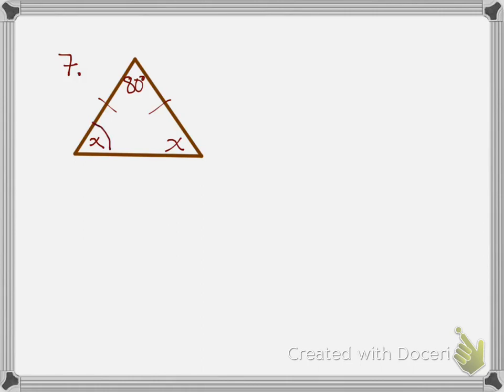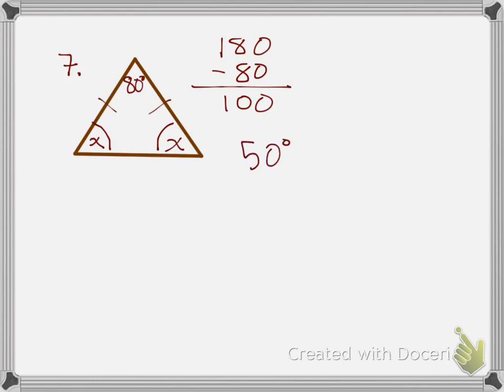Well, remember in an isosceles triangle, the two base angles are the same. We know that all three angles in a triangle add up to 180. We already have an 80-degree angle that we know about, so let's subtract 80 from 180, and we're left with 100. So these two values of x, whatever they are, they add up to 100, and they're the same number. So what number do you add to itself and get 100? Well, that is 50. So each of those angles would be 50 degrees.